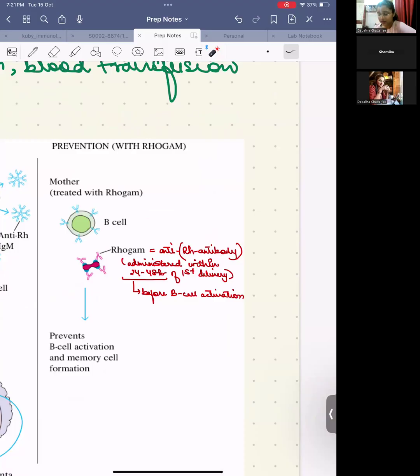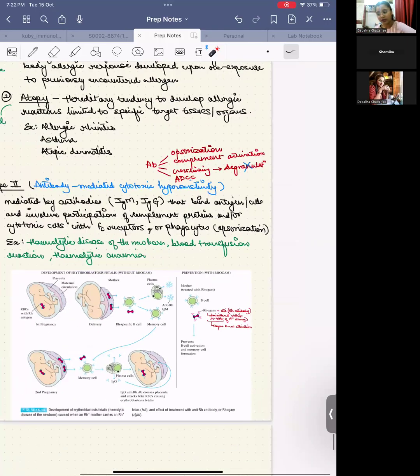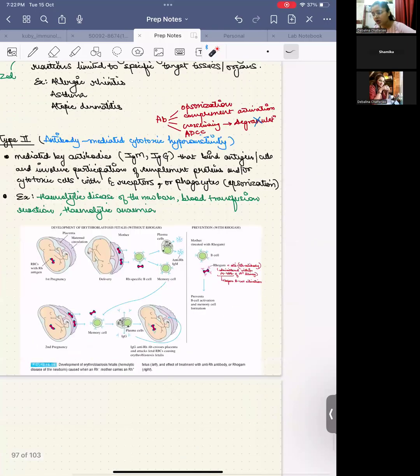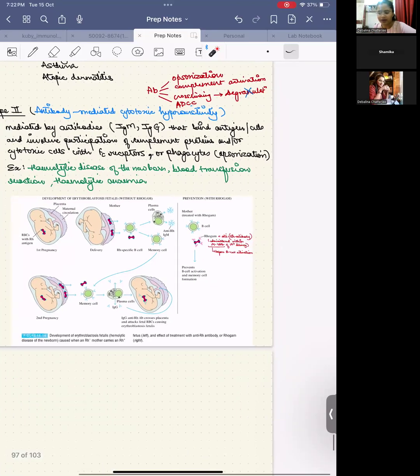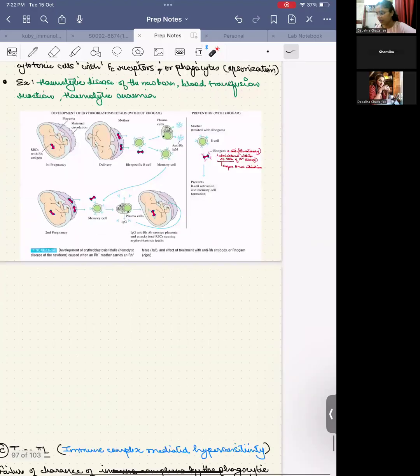This is why within 24 to 48 hours of the delivery, Rhogam injection must be administered to all the Rh negative mothers, so that if eventually they have a second pregnancy where an Rh positive fetus has to be carried to term, there is no occurrence of this condition called erythroblastosis fetalis.